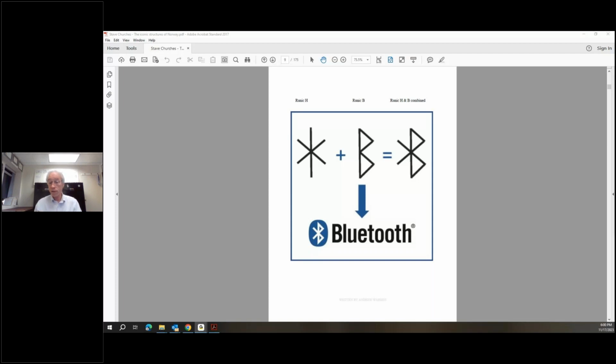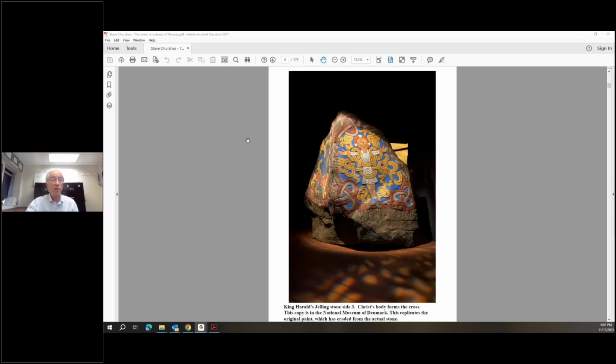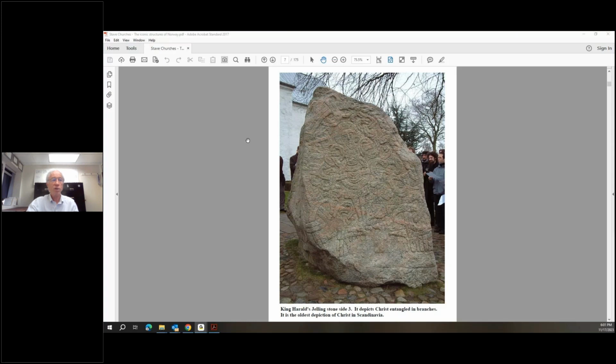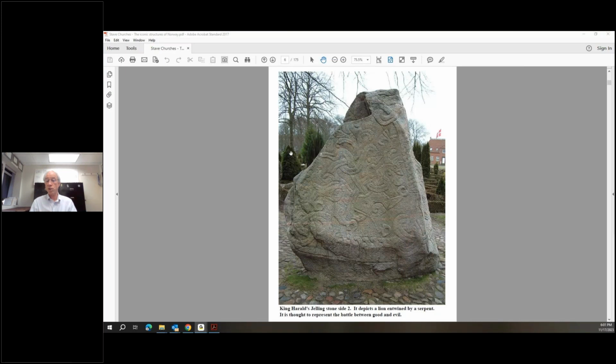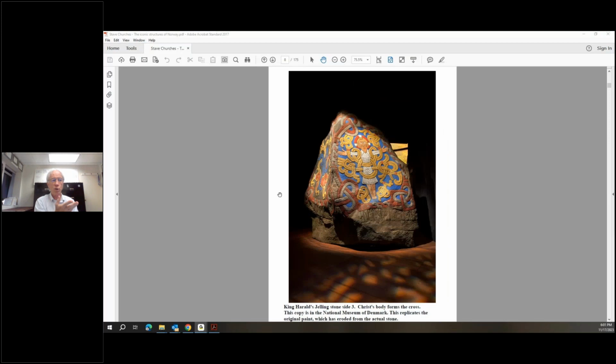They were enamored with Harold Bluetooth, with the fact that he was able to unite Norway and Denmark so many years ago. They were also impressed with the fact that Harold's Jelling stone not only had those runes on it, but also that it had those intertwined images. We can't see the one on side two in color, but the snake being intertwined with the lion is similar to this in that there's a lot of interplay between the two.